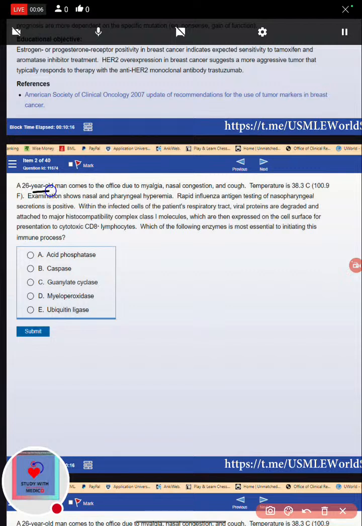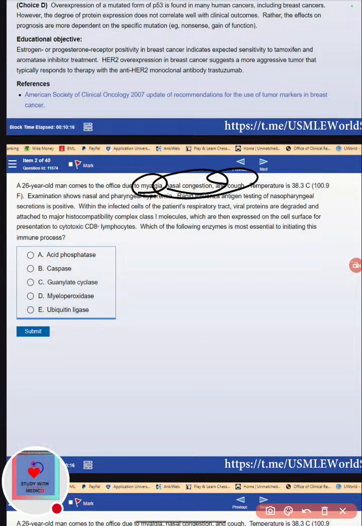First question says a 26-year-old man comes to the office due to myalgia, nasal congestion, and cough. Temperature is pretty high, 100.9 Fahrenheit, 38.3 degrees Celsius. Examination shows nasal and pharyngeal hyperemia. Rapid influenza antigen testing of nasopharyngeal secretions is positive. Then the infected cells of the patient's respiratory tract.